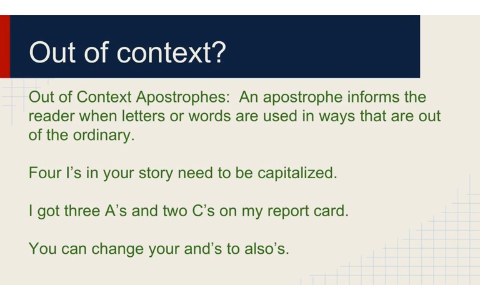So if we use it in a different way and referring to the letter, then we put an apostrophe S to show that it's a little bit different from what's usual. So 4 I's in your story need to be capitalized. Same thing with letter grades. A and C are not words we usually use. They are usually just referred to as letters. So I got 3 A's and 2 C's. We put an apostrophe there to show that it's not a normal usage. Same thing with ands and alsos.